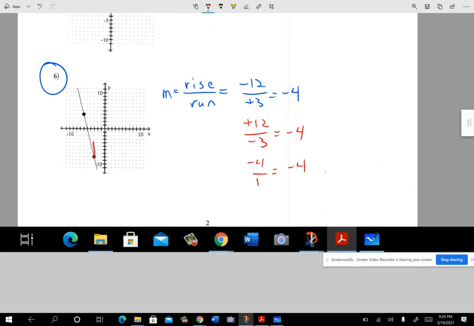I could go up 8 and I could go to the left 2. See how all of those really turn into the same thing. So any 2 points on the line you look at, when you calculate the slope, you're going to get the same thing because slope is constant. When you have a linear equation, the slope is always the same.